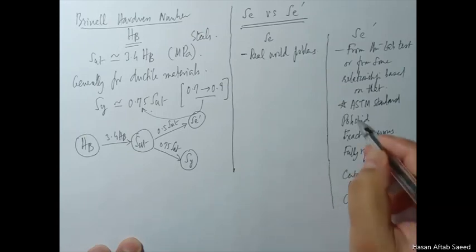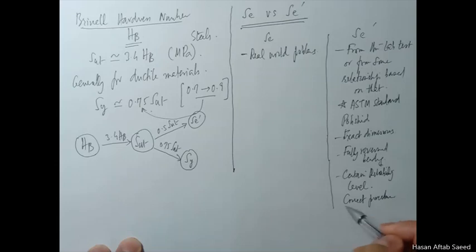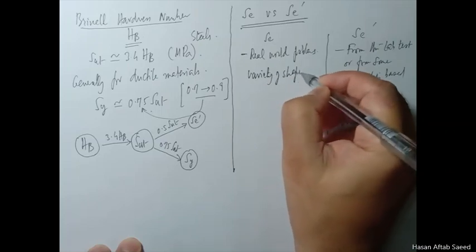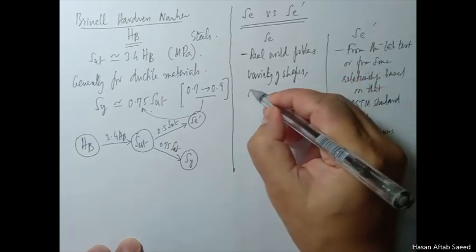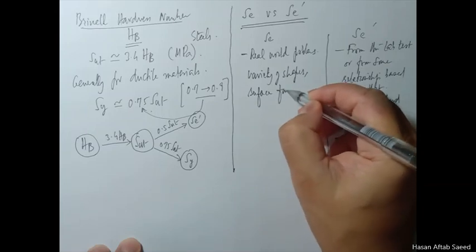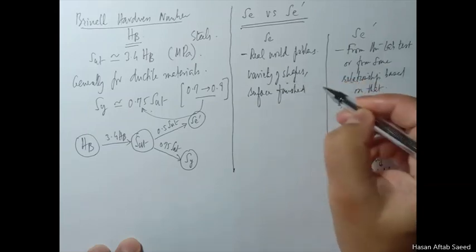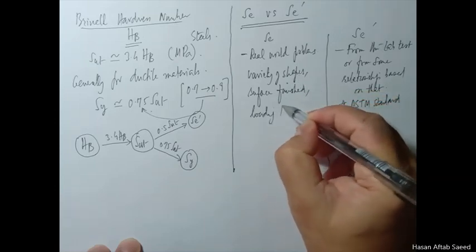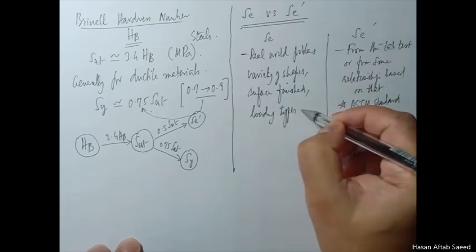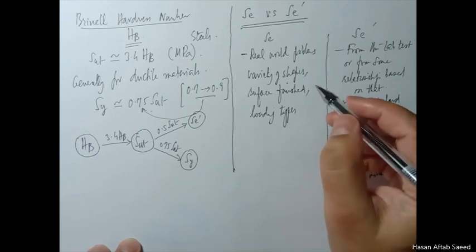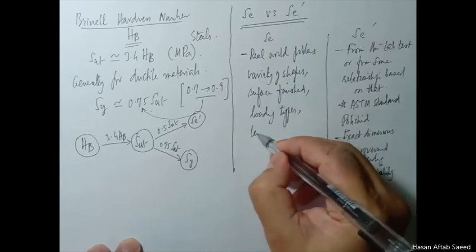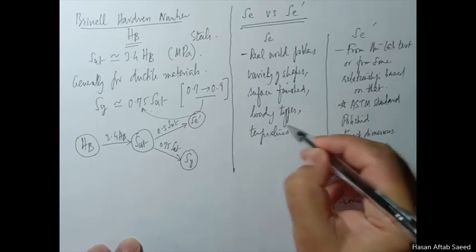Now, there are so many things here. In real world problems, there will be a variety of shapes, obviously depending on the functionality. Surface finishes. You don't always get a polished surface in real life. There'll be different loading types. Some will be axial, some will be torsional, some will be a combination. Different temperatures, all sorts of variations.